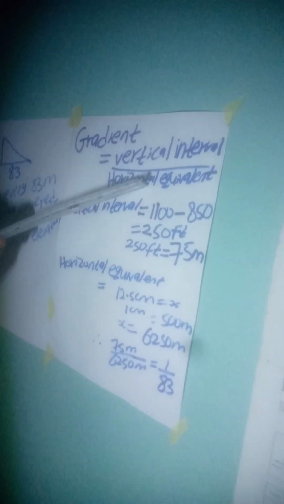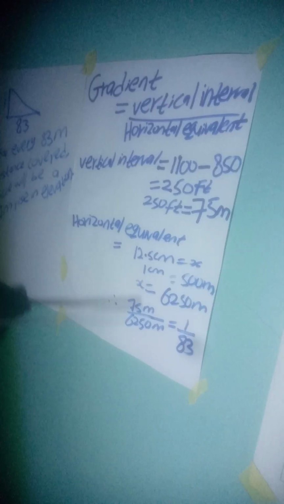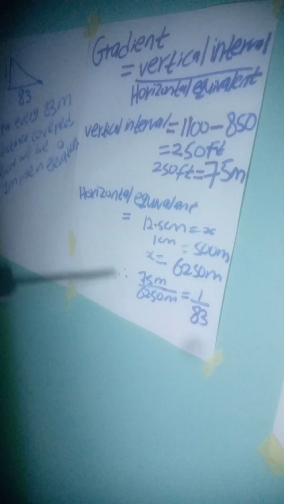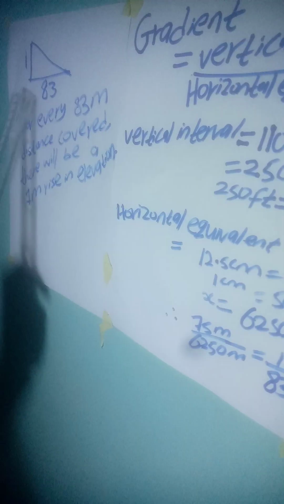Vertical interval is 75 meters, horizontal equivalent 6,250 meters. Now we divide it, we simplify it. 75 cancels 75, we have 1. 75 cancels 6250, we have 83. So our gradient is 1 all over 83. Now what does this imply? This implies that for every 83 meters distance covered, there will be a 1 meter rise in elevation.